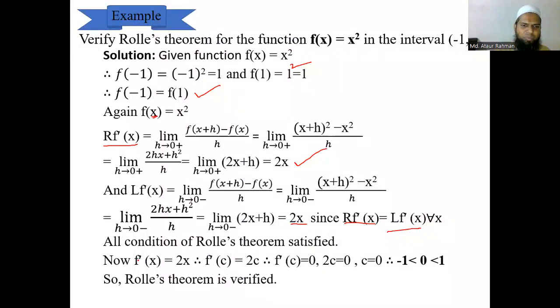Now another one, the first derivative of this is twice x. Now putting the value of c instead of x, the first derivative is equal to 0, that is 2c equal to 0. So c is equal to 0. So c lies between minus 1 to 1, minus 1 less than 0 less than 1. So Rolle's theorem is verified.